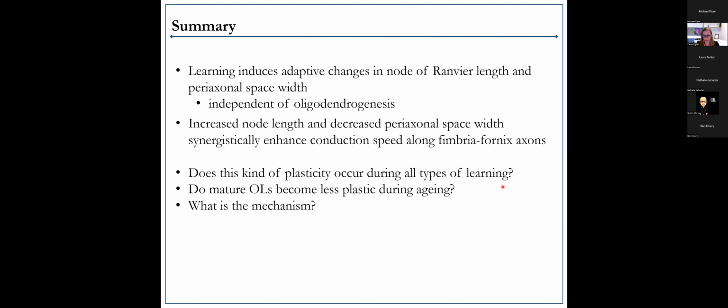What is driving this adaptive change? And I guess one of the other questions is: is this adaptive change actually really critical for the acquisition of spatial learning or other types of learning? What I'm going to do for the last very few minutes of my talk is give you a little bit of a sneak peek of what I've done so far to address this first question.